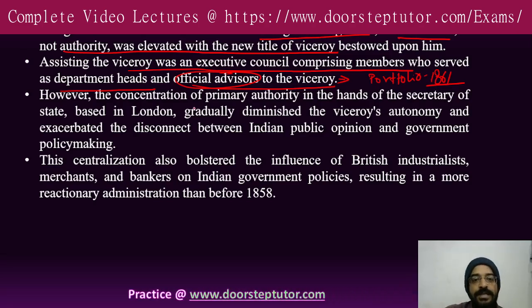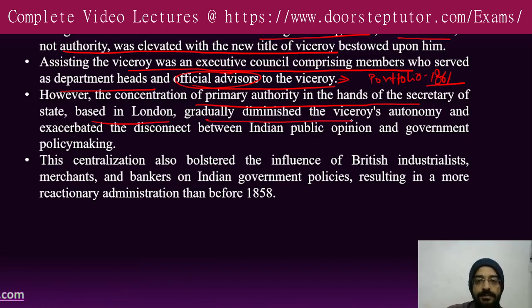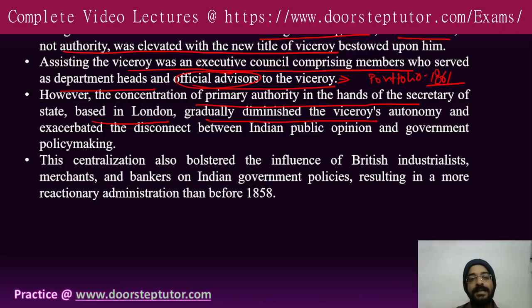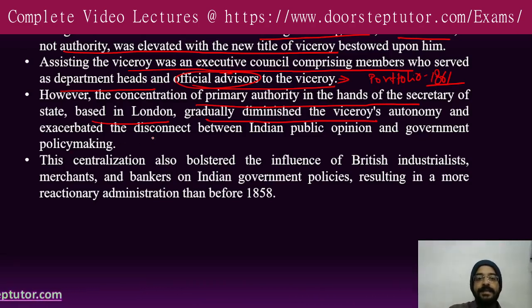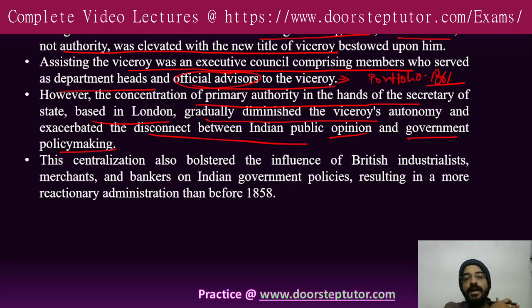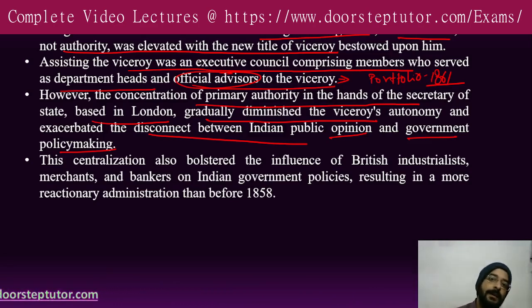However, the concentration of primary authority in the hands of the Secretary of State based in London gradually diminished the Viceroy's autonomy. The Viceroy needed to report to the Secretary of State. So the Secretary of State became a more important post than the Viceroy, and he exacerbated the disconnect between Indian public opinion and government policy making. He was sitting in Britain, so he was not knowing the ground reality. The British Secretary of State was not at all aware of the ground reality, so he had that disconnect from India and Indian public opinion.